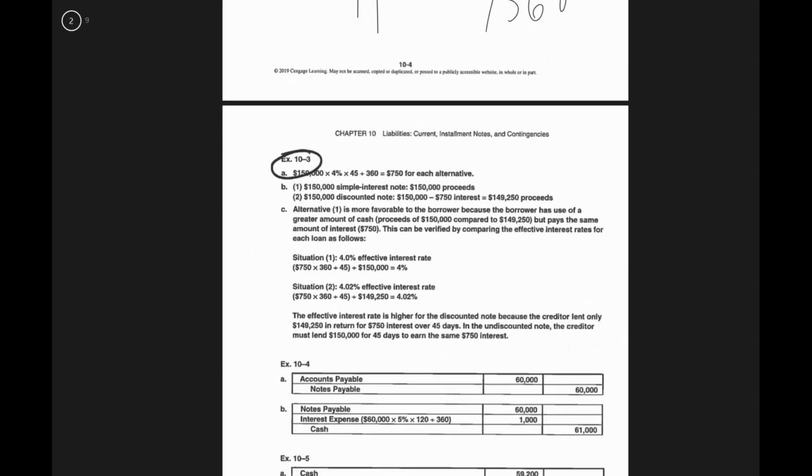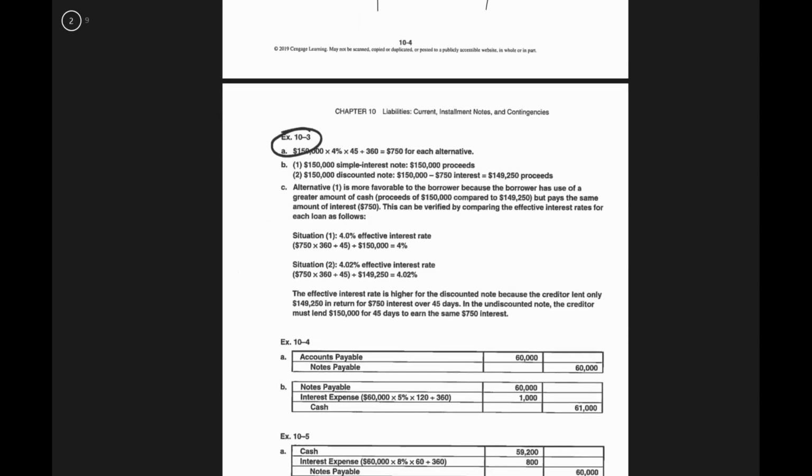Moving on to number 3, evaluating alternative notes. A borrower has 2 alternatives for a loan. 1, issue $150,000 4% note, or issue $150,000 note that the creditor discounts at 4%. So how does that look? Well, calculate the amount of interest expense for each option. $150,000, 4%. It's a 45-day loan, so 45 over 360 is $750.